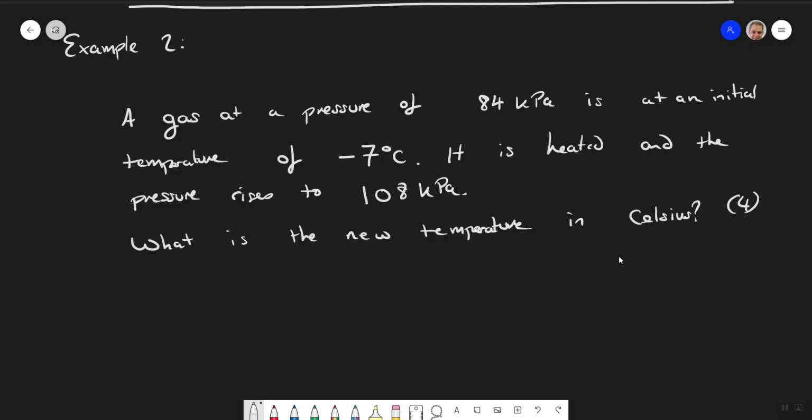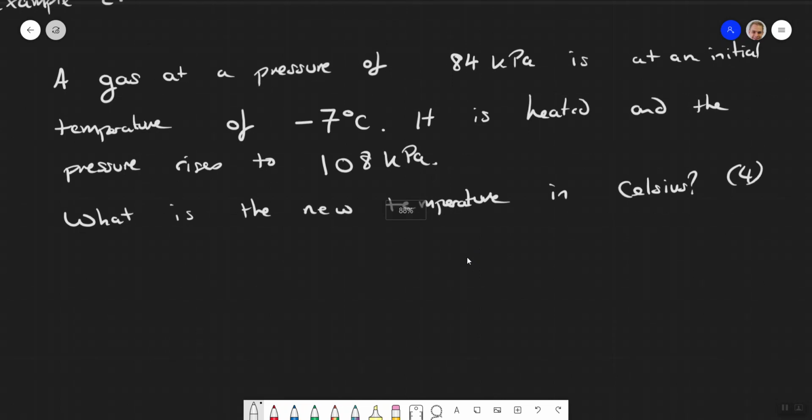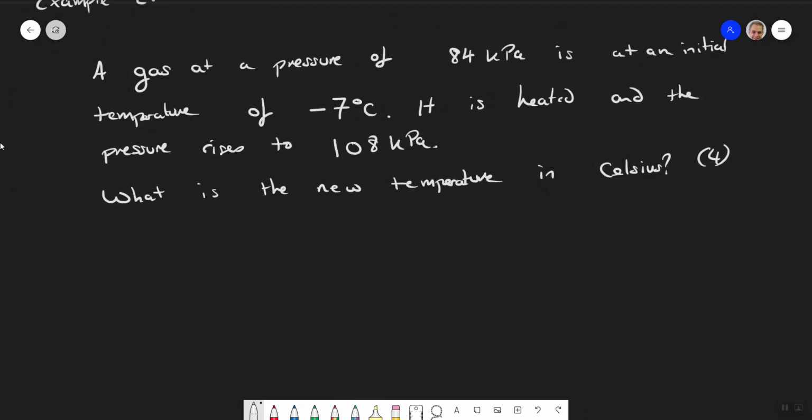Okay, so what we're dealing with this time is that we're trying to work out the temperature at the end, but we've got that conversion in it as well. So let's label things up, always. That's our pressure 1, that's our temperature 1, and this is our secondary pressure. But we need to convert that into Kelvin. So T1 is going to equal... I'm going to do the second in red.